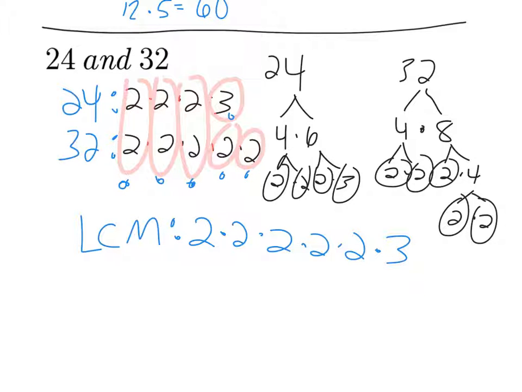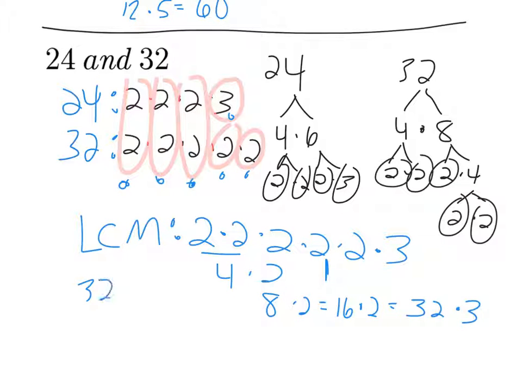Now, as I go, I'm going to multiply these together. So 2 times 2 is 4. 4 times 2 here is 8. 8 times 2 here is 16. So this is up to here. 16 times 2 is 32. And then we have to multiply that by 3.